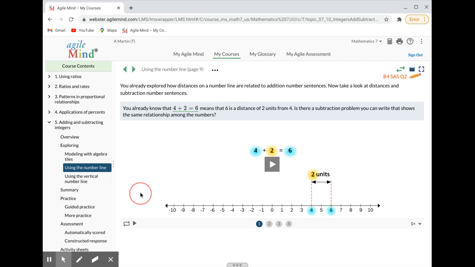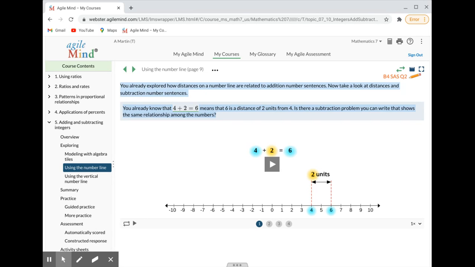So take a look at what we got. If you would, Hagen, would you read all of this for us, please, sir? You already explored how distances on a number line are related to addition number sentences. Now take a look at distances and subtraction number sentences. You already know that 4 plus 2 equals 6. Means that 6 is the distance of 2 units from 4. Is there a subtraction problem you can write that shows the same relationship among the numbers?